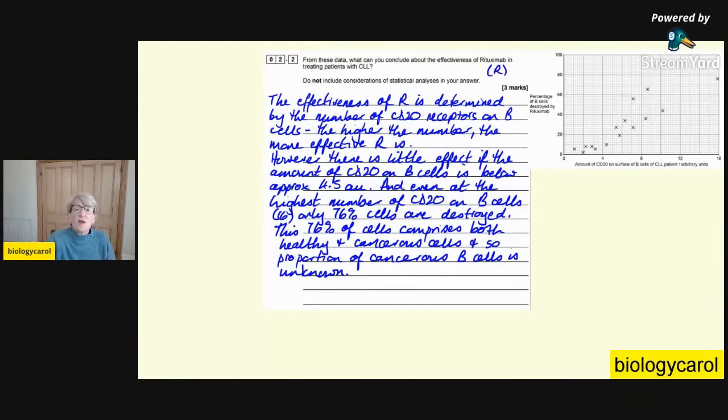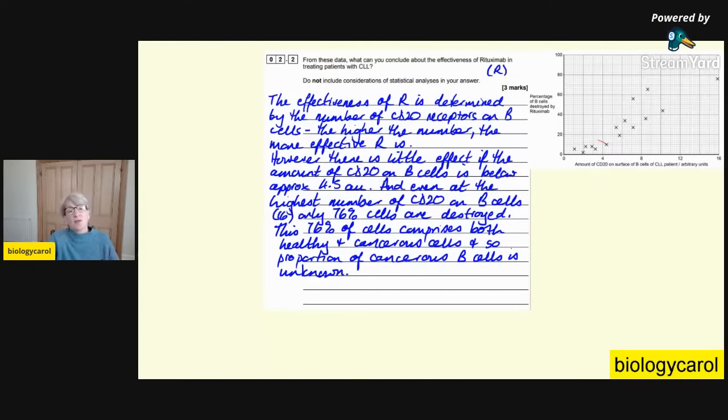So here I go. The effectiveness of R is determined by the number of CD20 receptors. The higher the number, the more effective it is. Thereby, I've given the relationship. And I'm kind of going, okay, that's my really obvious statement. And I'm looking at this graph and I'm going, okay, what else can I say? And I'm noticing down here on the graph that actually the amount of CD20 only makes a difference when you are above a certain number. And therefore that's my second point.